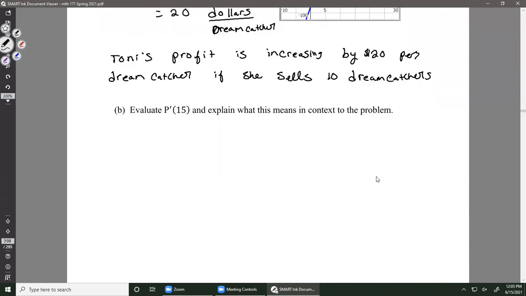So part B says evaluate P of 15 and explain what this means in context to the problem. So I'm going to let you guys try this.